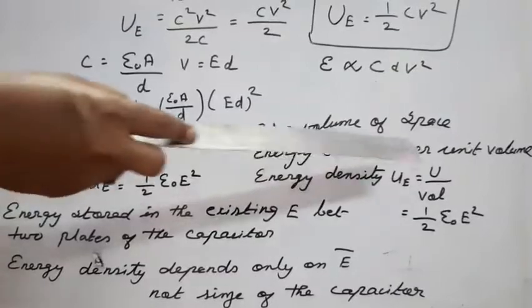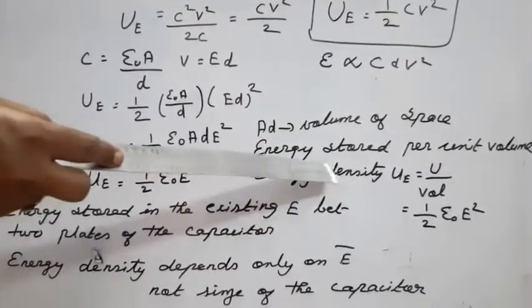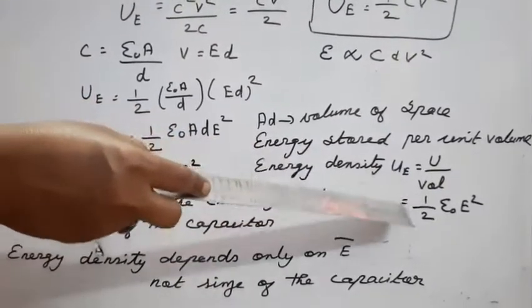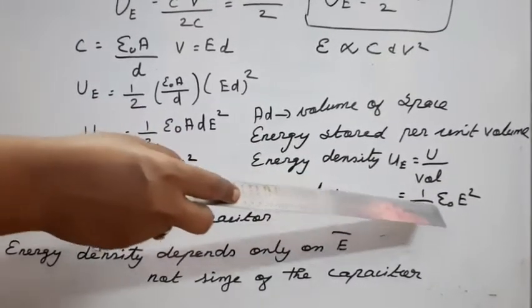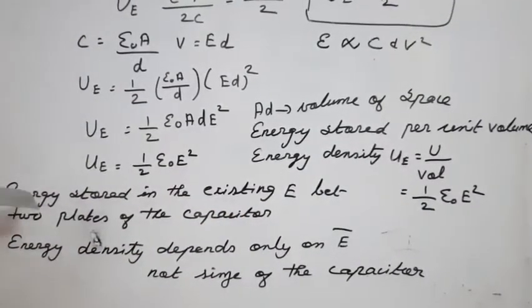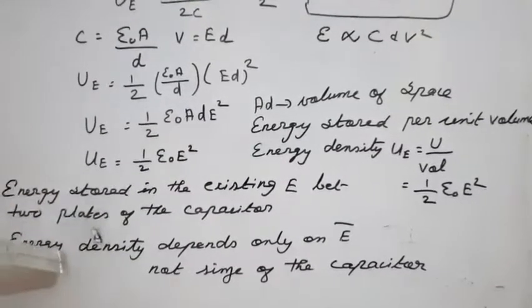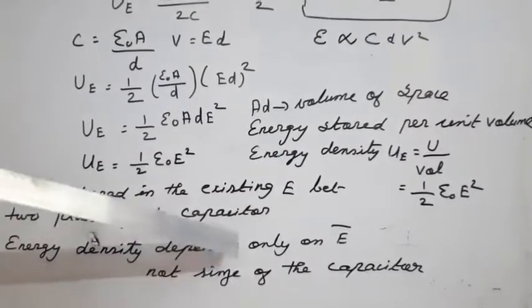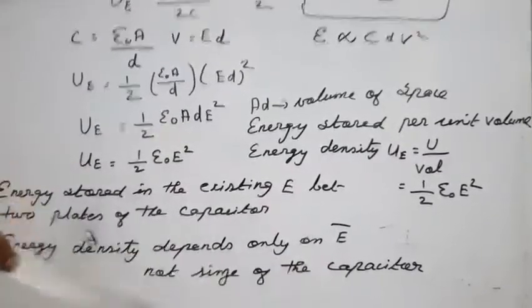Therefore, energy stored per unit volume of space we can calculate, that is energy density, small u E equals U by volume. This small uE is known as the energy density, which is equal to half epsilon naught E square. Therefore, the energy stored in the electric field E between two plates of the capacitor is UE equal to half epsilon naught E square. Here, the energy density depends only on the electric field, not the size of the capacitor.